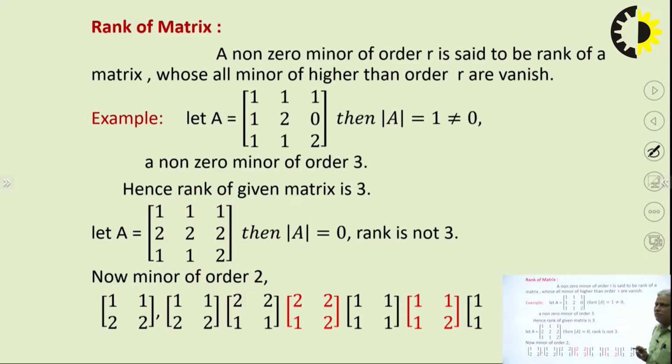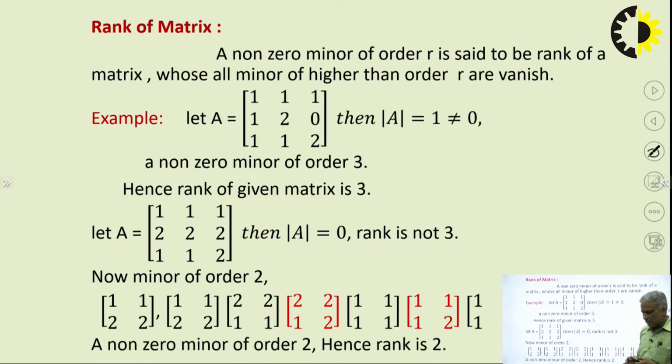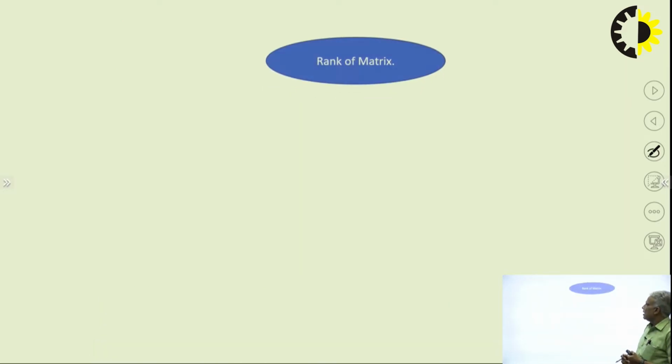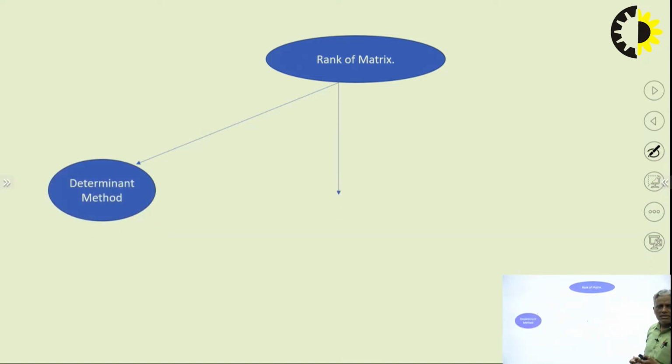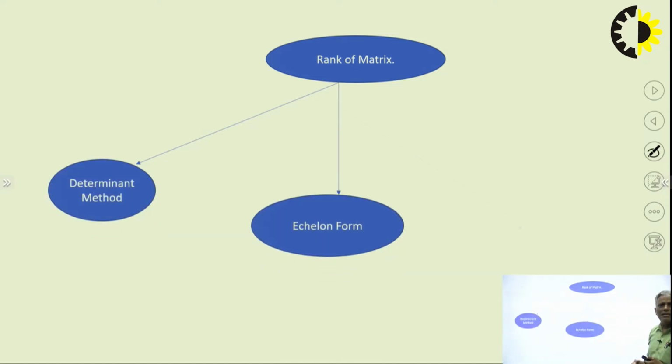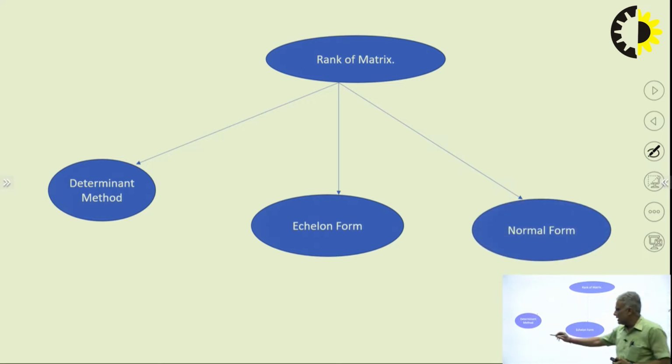So in this way we can calculate the rank of a matrix by using this method, and this method is known as the determinant method. I explained just now how to calculate the rank of a matrix. What is the role of the matrix and how to calculate the rank of a matrix, this is the most important point. So there are 3 methods to calculate the rank of a matrix. First of all, the determinant method.